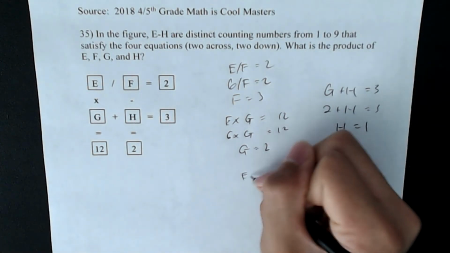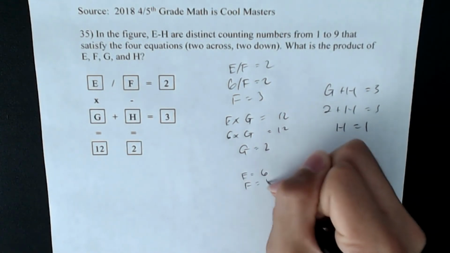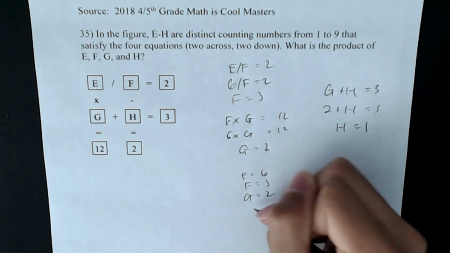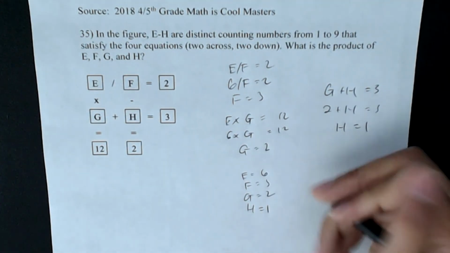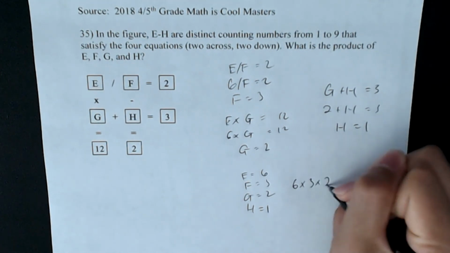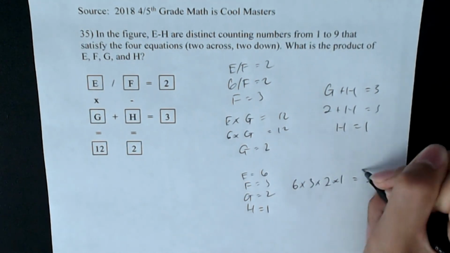With e equals 6, f equals 3, g equals 2, and h equals 1, the product of e, f, g, and h is 6 times 3 times 2 times 1 equals 36, and that is our answer.